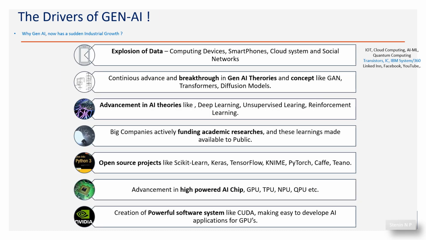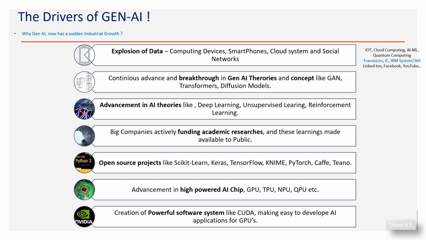And I think I've come to the last slide, but this is an important slide again. What are the drivers of generative AI? Or I should put it another way: why generative AI now? So the first point we see here is the explosion of data. Obviously, there's a huge amount of data available today, thanks to computing devices, smartphones, cloud systems, and social networking.